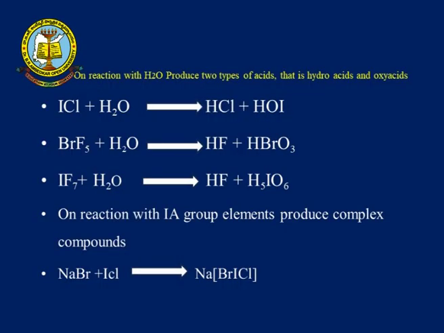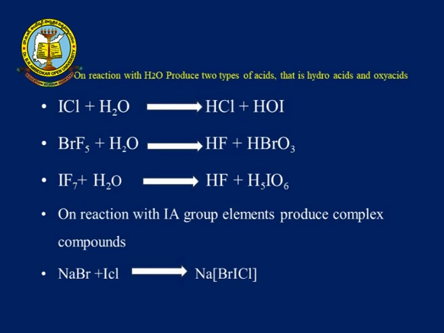One more important point is the reaction with water. This is the most important from the examination point of view. Any interhalogen, when it interacts with water, gives 2 types of acids: one is a hydroacid and the second is an oxyacid, right. Suppose you take ICl, iodine chloride, one of the first type of interhalogens. When it reacts with water, it gives 2 acids: one is hydro HCl, the second is oxy HOI. In ICl, chlorine has more electronegativity. The more electronegative halogen gives hydro acid, the less electronegative halogen gives oxy acid. So ICl reacts with H2O to give HCl and HOI.